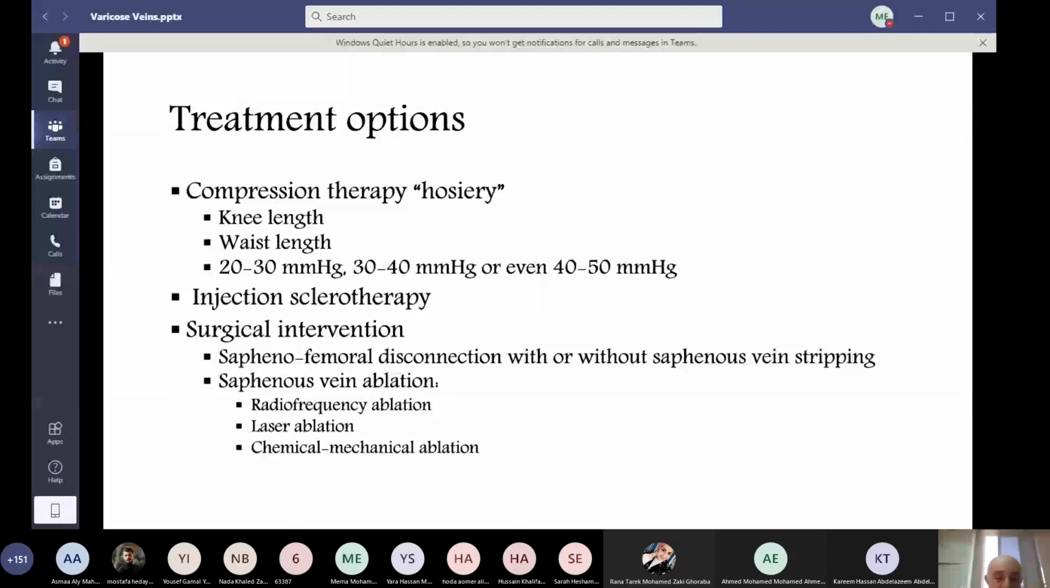We have another option, which is injection sclerotherapy, and we have surgical intervention. This surgical intervention could be with or without saphenous vein extraction. This is one of the surgical options.